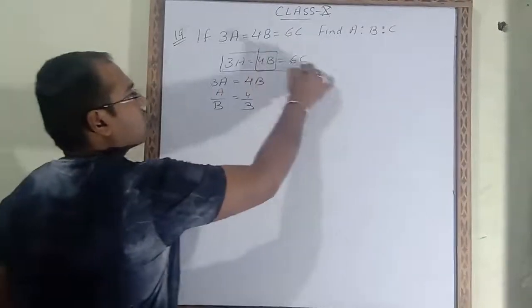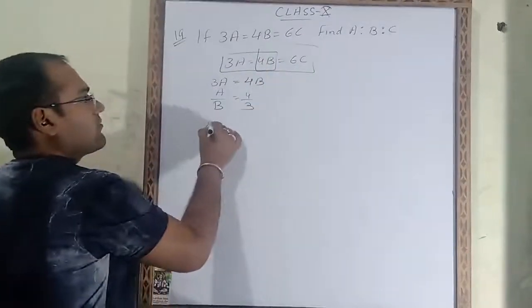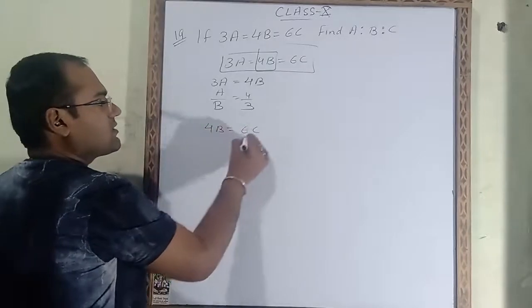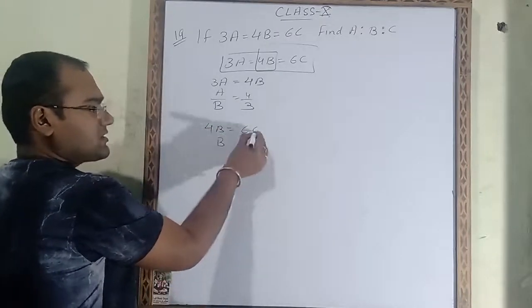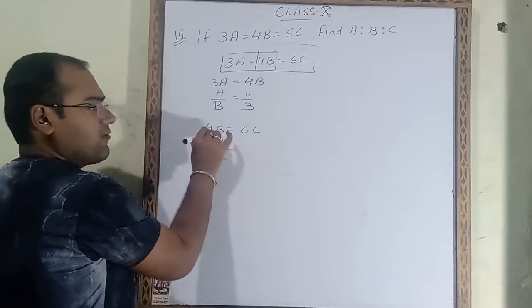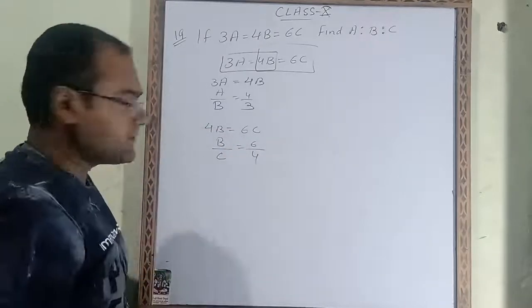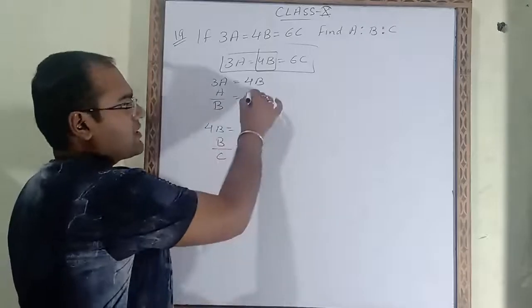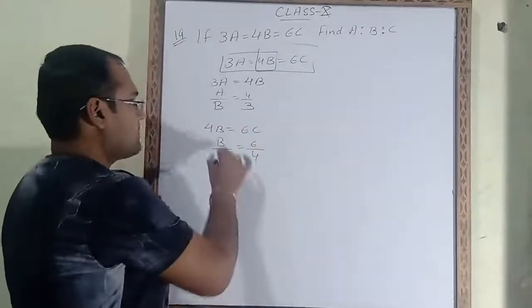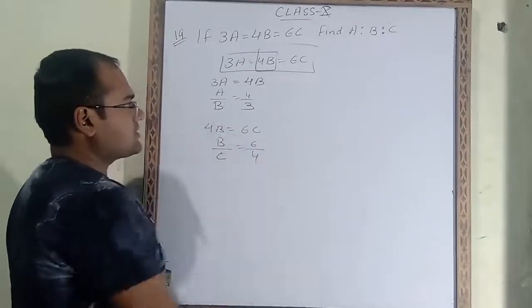Similarly, we will take these two numbers. 4b is equal to 6c. B will remain here only. C will come in division, and 4 also will come in division. That means 6 upon 4. So A upon B is 4 upon 3. B upon C is 6 upon 4.